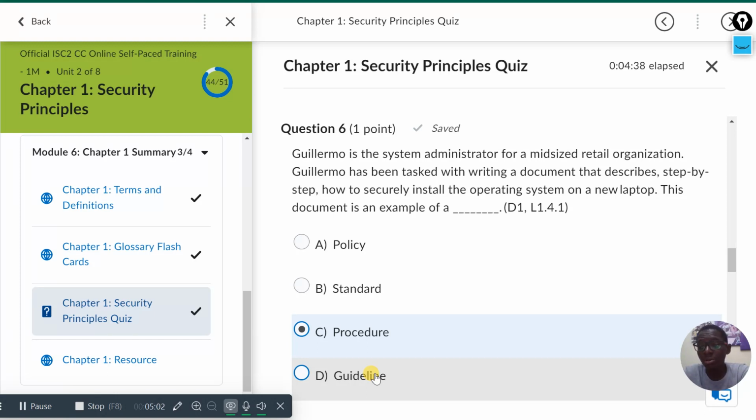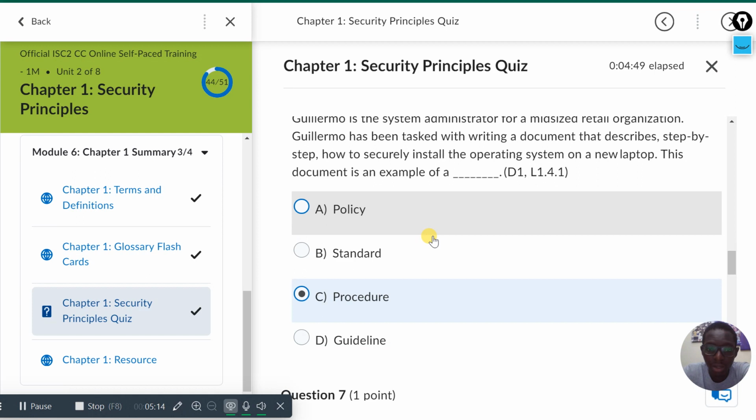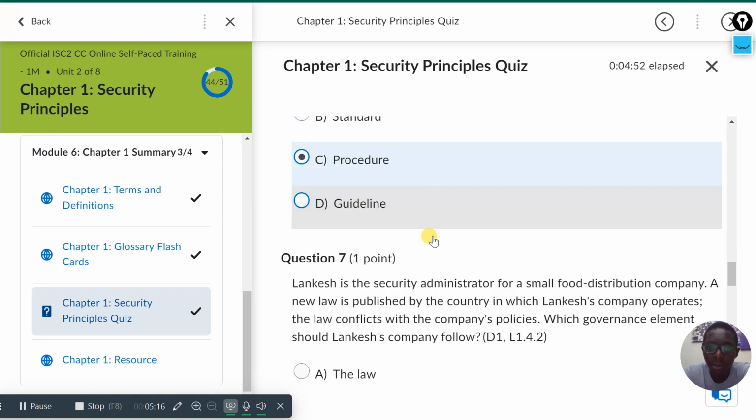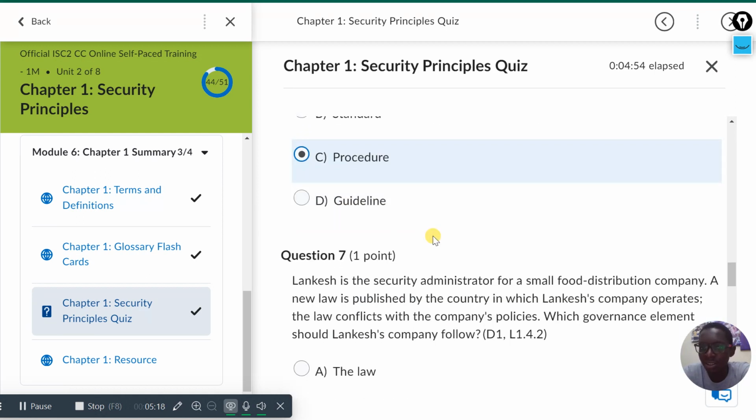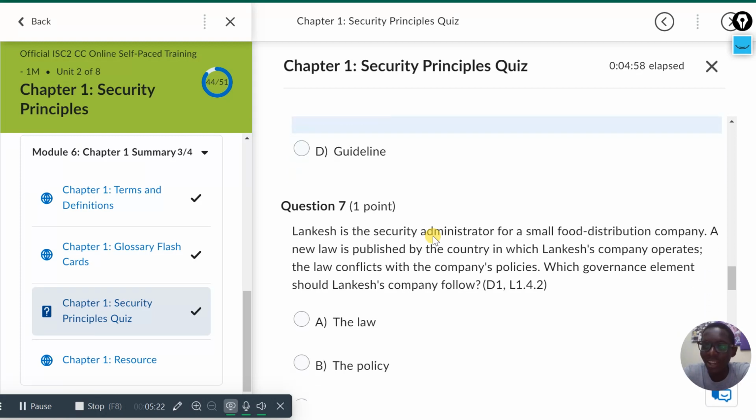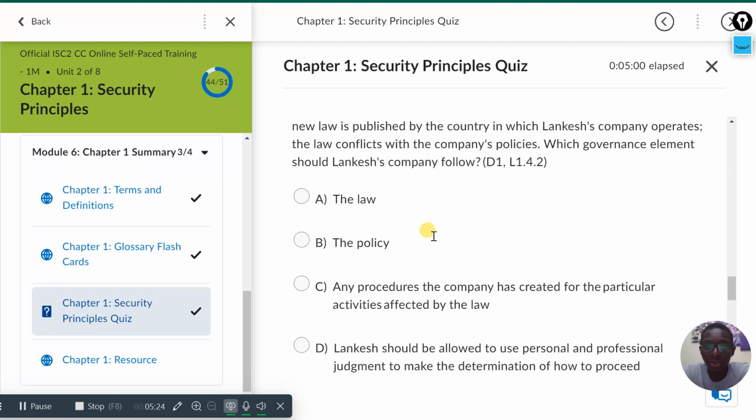But a procedure will tell you, when doing this, do this, do this, do this. Like I created a video on how you should register for the ISC2. That was a procedural kind of video, right? Basically, what I'm doing right now looks like a guideline for the exam. It's not a procedure for the exam. I think that should give you the distinction between them.